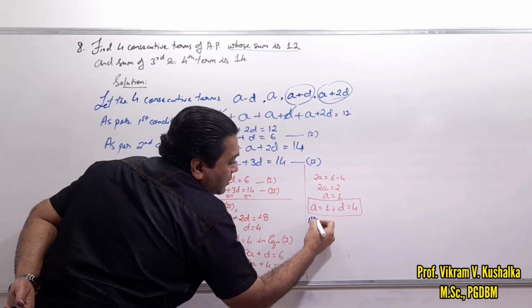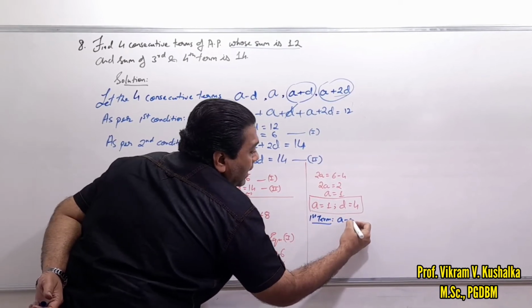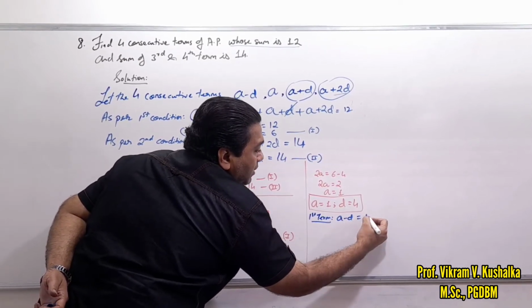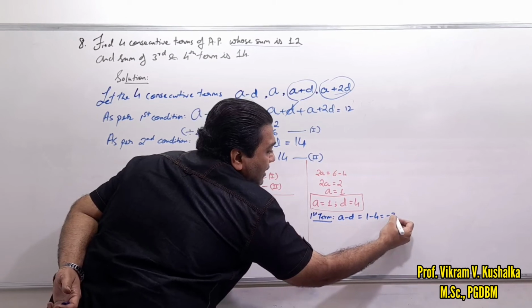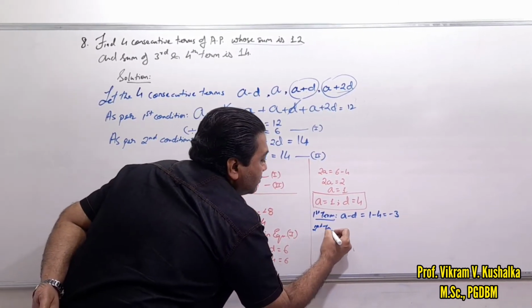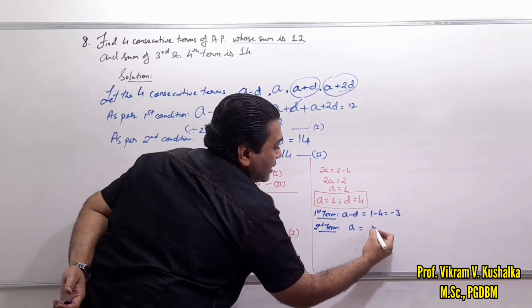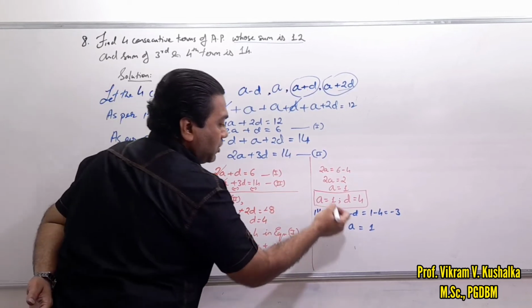What will be my first term? My first term is a minus d. That is nothing but 1 minus 4. That's equal to minus 3. What will be my second term? My second term is simply a. That is equal to 1. Right? Because a is 1.